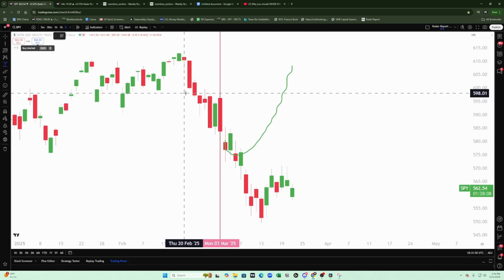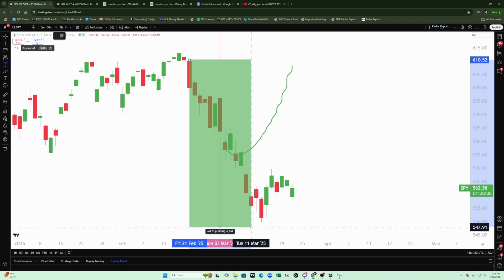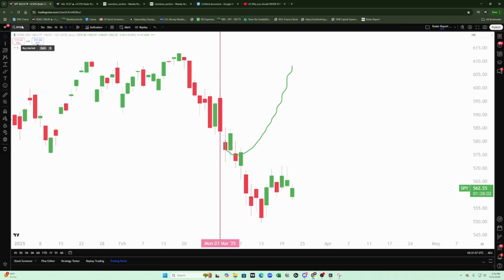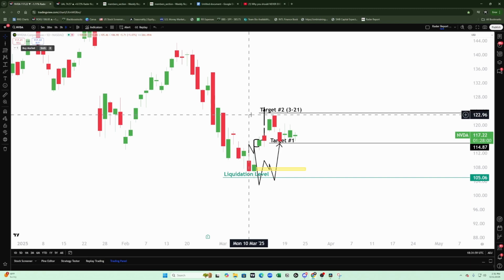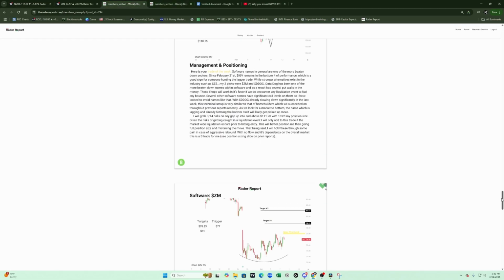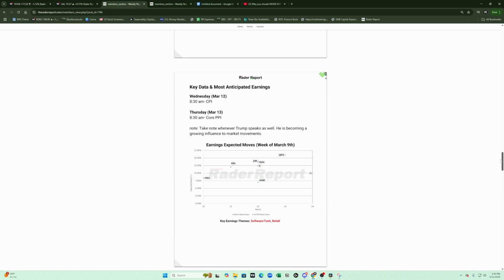In fact, from the 21st, I don't even think they're down 10%. Yeah, so they're not even down 10% from that point. So obviously, NVIDIA being a beaten down name, if we expected a market bottom coming into that next week, right, on this report right here, this was the report of March 9th. This was the next week.